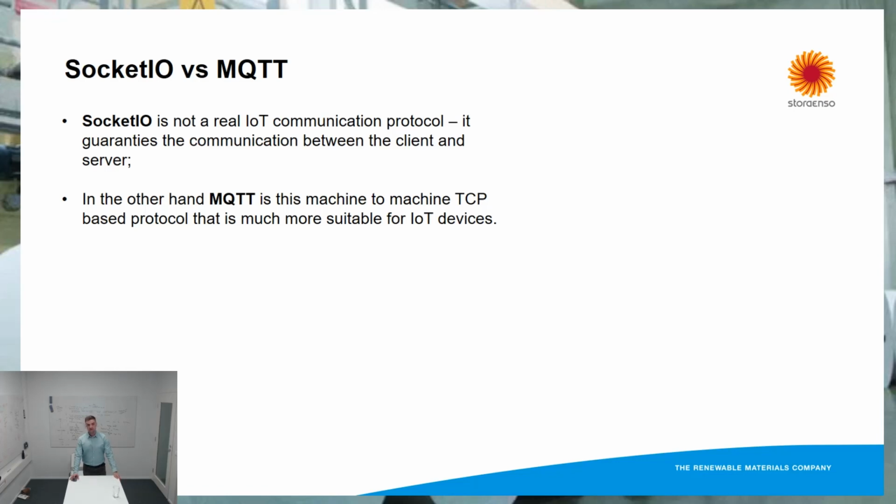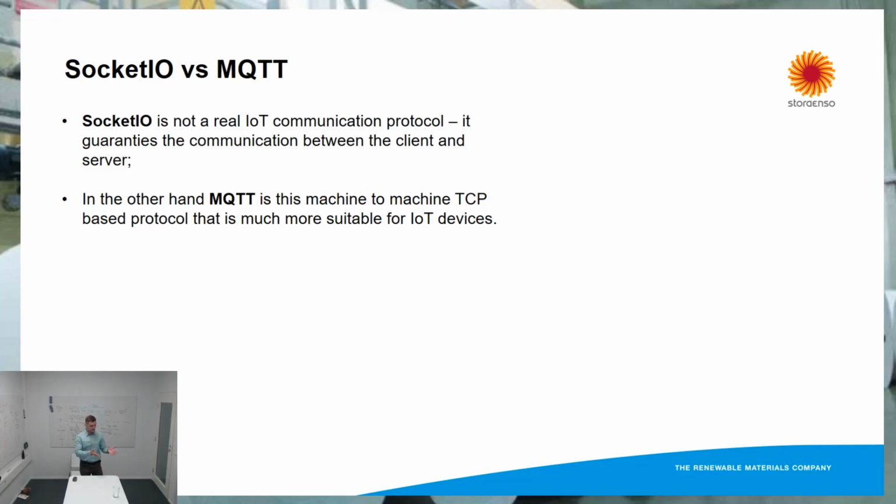Socket IO only guarantees the connection and communication between the client and the server side. So as a client, you can send something to the server, and then it's up to the server what to do with the message. Should it keep it in the database? Should it just forget about the message? Or should it broadcast it to other clients? This third option, broadcasting it to other clients, is something that MQTT does by default.